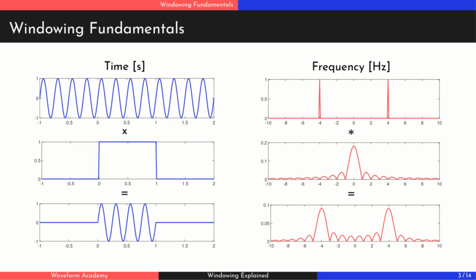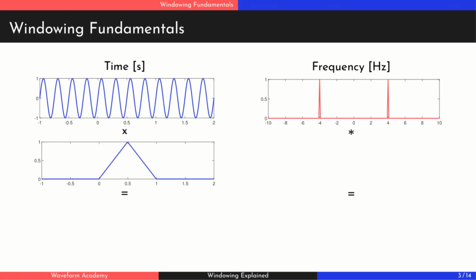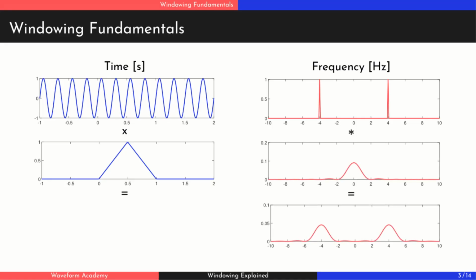One way to do this is by using alternative window functions, the triangular window for instance. Unlike the rectangular window, which has an abrupt on-off transition, these windows taper smoothly from the center to the edges. This smooth tapering dramatically reduces the spectral smearing and the amplitude of the side lobes.